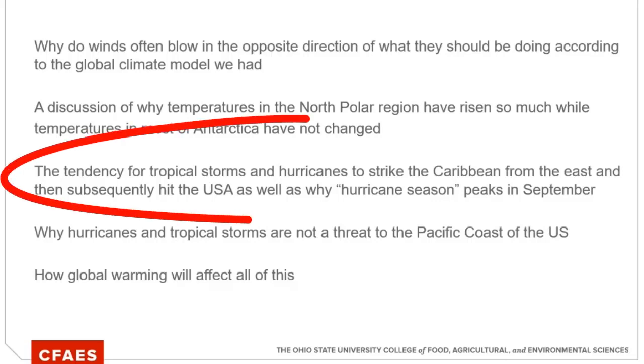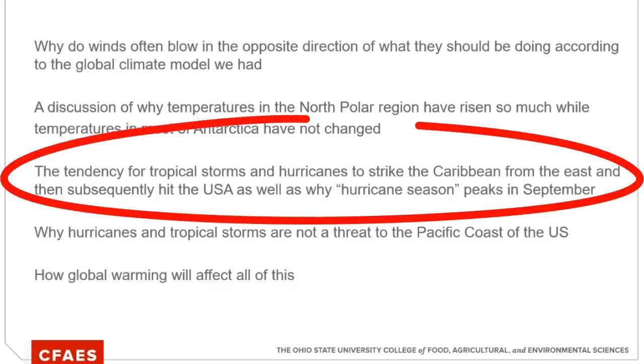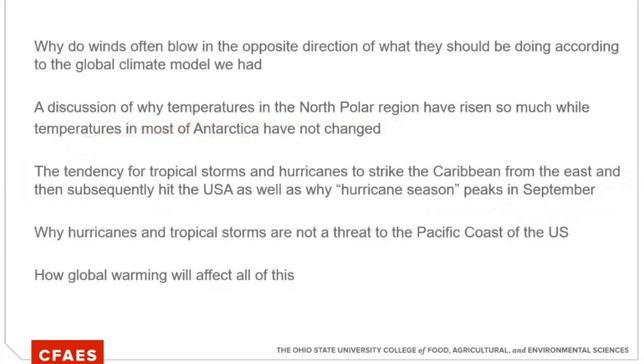Also, we want to talk about the tendency of tropical storms and hurricanes to strike the Caribbean from the east and then subsequently hit the USA. We all get glued to our TV sets, don't we, in September at the height of hurricane season? But that brings up the question, why is it in September? Why don't we have hurricanes now in June? We don't see hurricanes coming across. Most people simply don't know the answers to those questions.